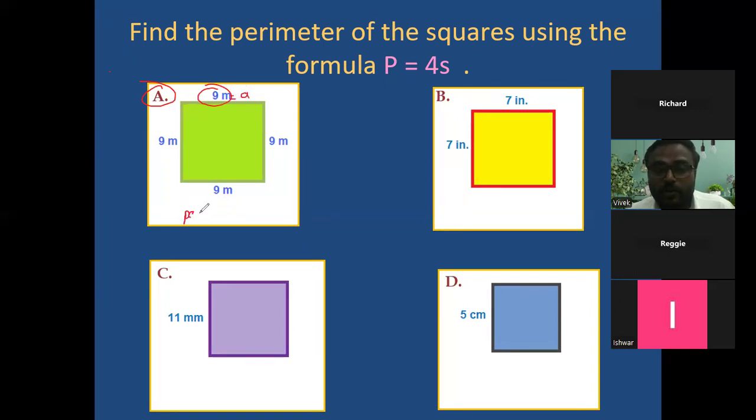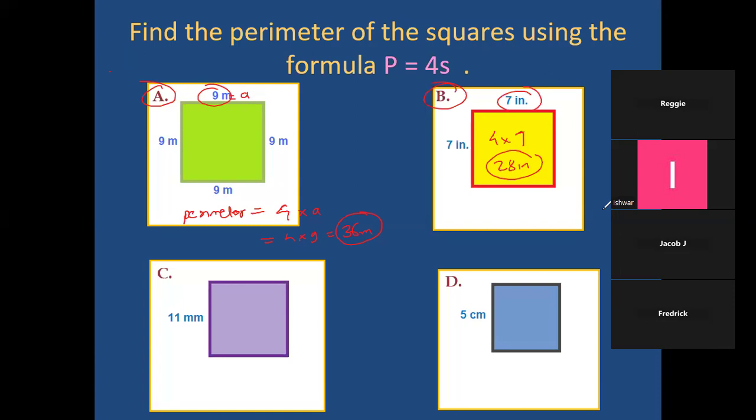So what is the perimeter formula? Perimeter of a square is equal to 4 times A, which is 4 times 9. So 4 times 9 is equal to 36 meters. This is your perimeter for shape A. Now, let me do it for shape B. This side is equal to 7. So the perimeter would be 4 times the length of the side, which is 4 times 7. So 28 inches is going to be the answer.